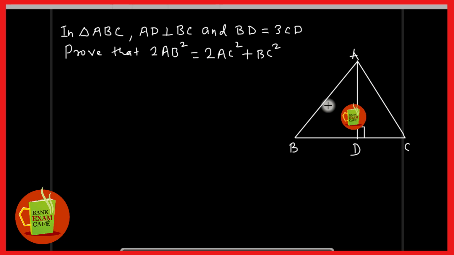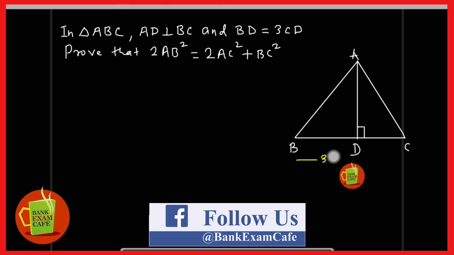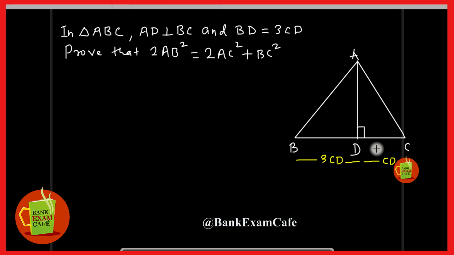In triangle ABC, in which AD is perpendicular to BC and BD is equal to thrice of CD. This BD is given as thrice of CD, correct? And this distance is CD. We have to prove that twice of AB square is equal to twice of AC square plus BC square. What we have to prove? Twice of AB square equals twice of AC square plus BC square.